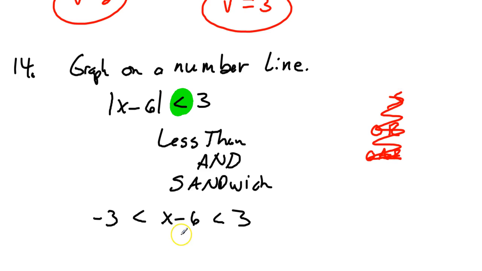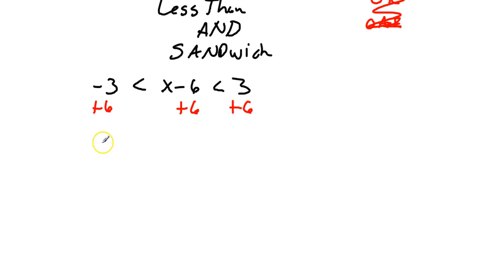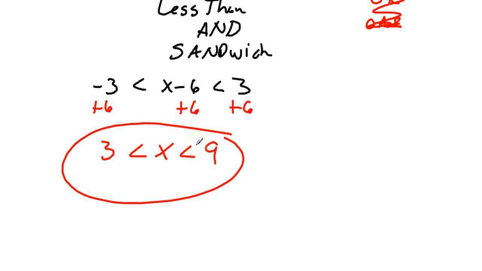Okay, and to solve this one, we're going to add 6 to all 3 parts. And then that would be the answer solving it, but it asks you to graph it on a number line. So for this one, it's open circle at 3, open circle at 9, and then everything in the middle.